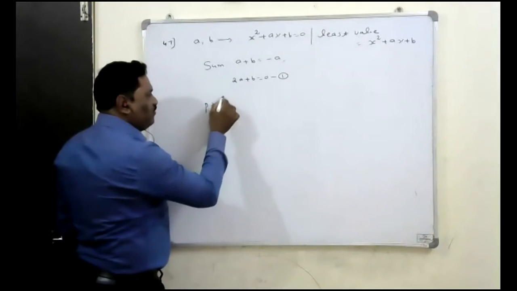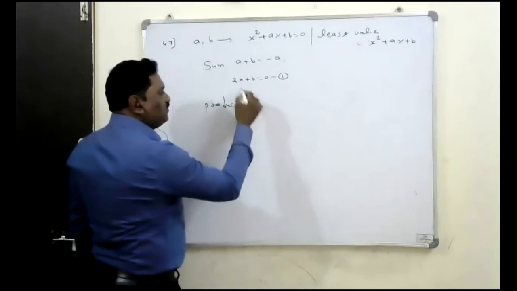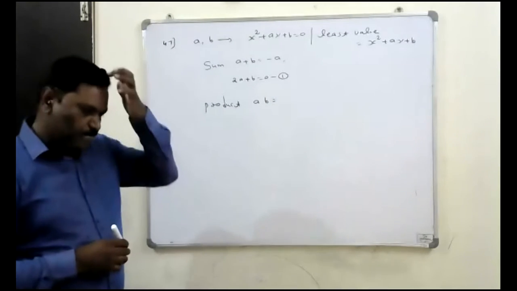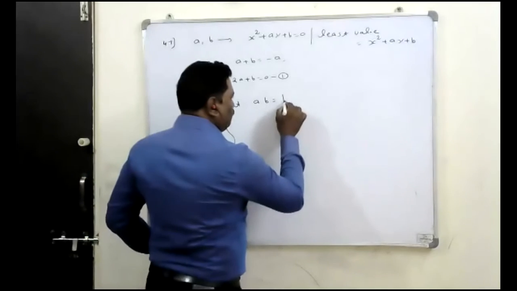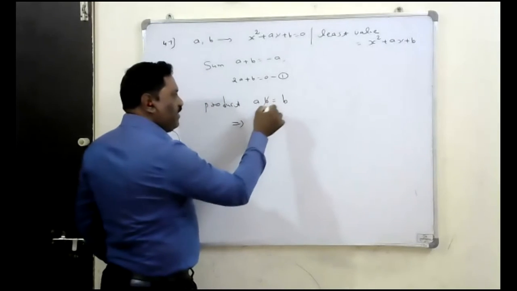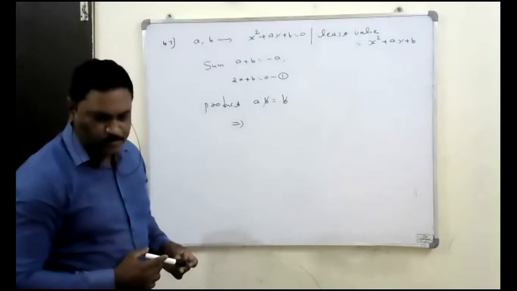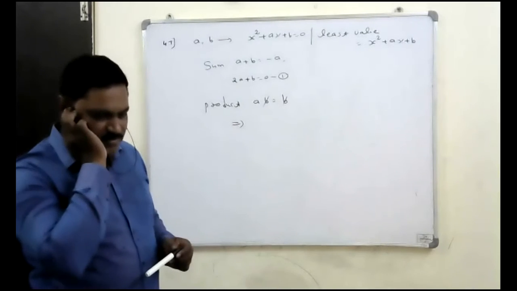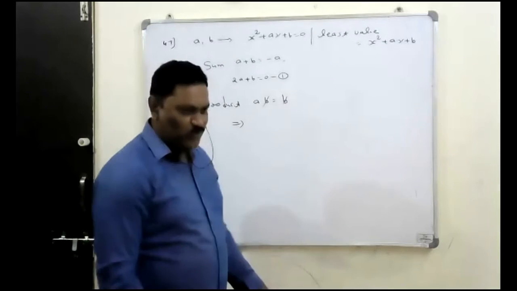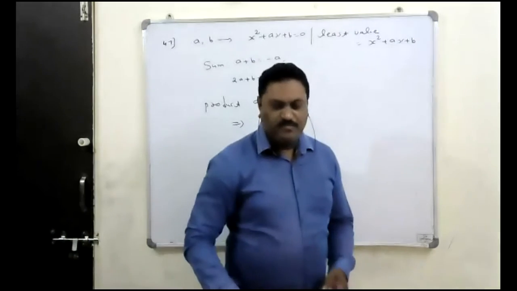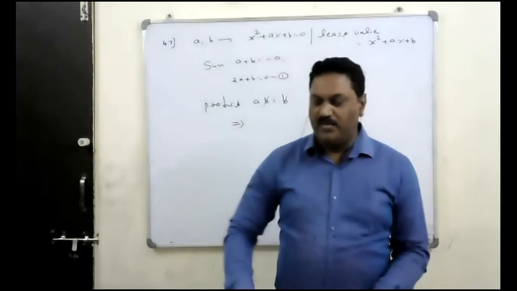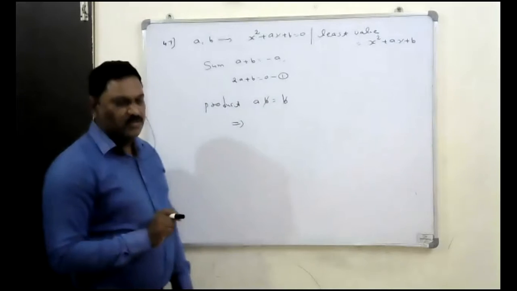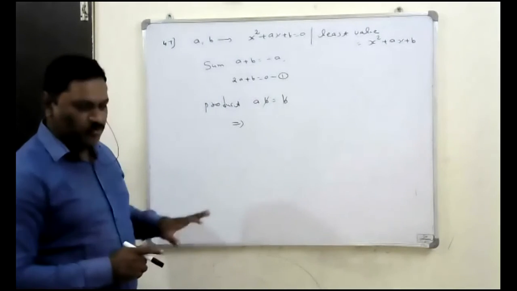Now we will find the product of the roots. Product of the roots means a into b is equal to c by a. How much is it? b. Then can we cancel the b? No. Why? Observe the problem. What is in the bracket? a and b not equal to 0. It is not equal to 0, so we can cancel, no problem.